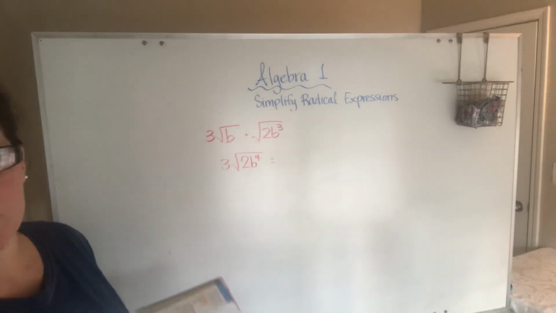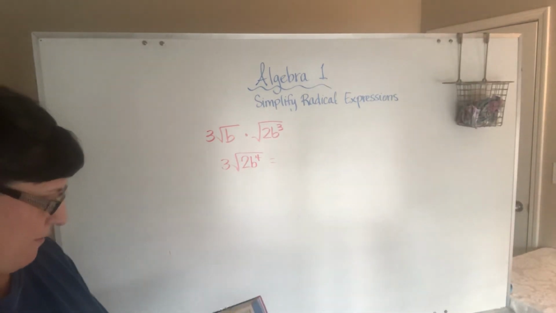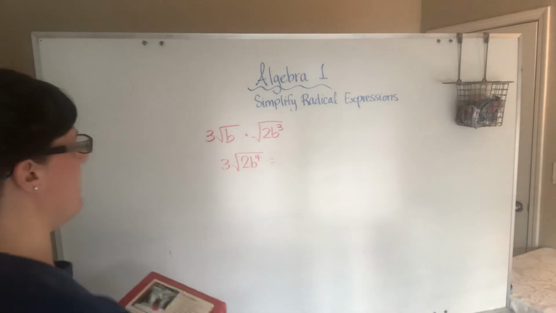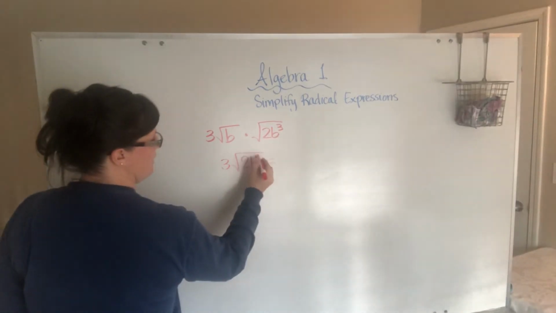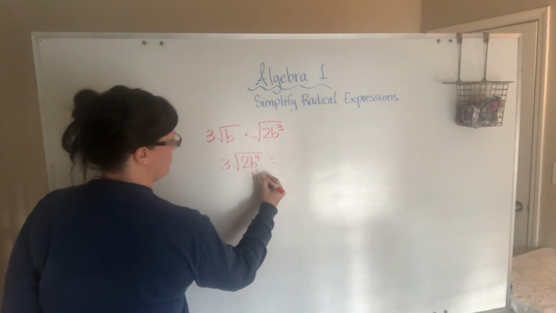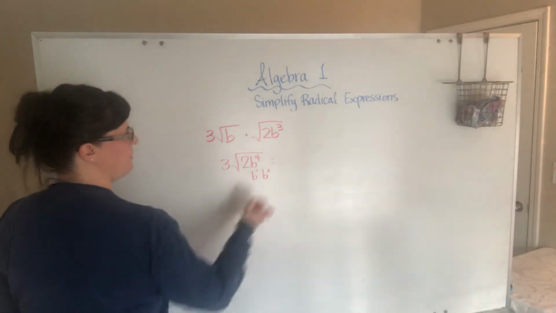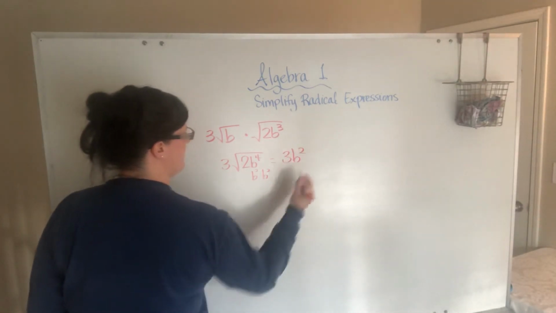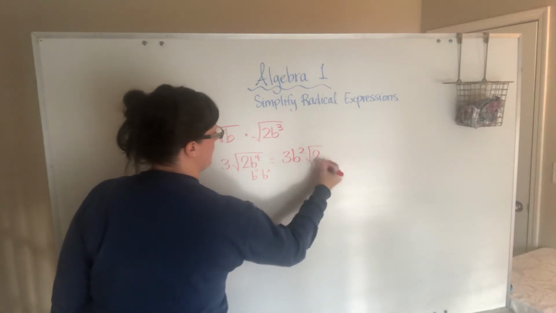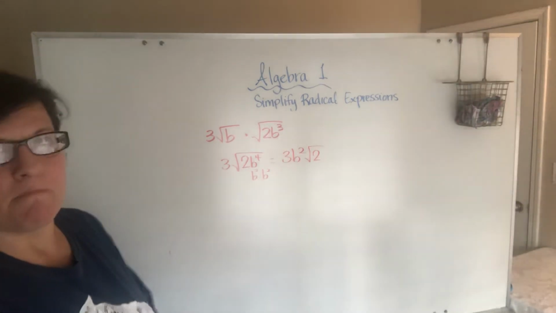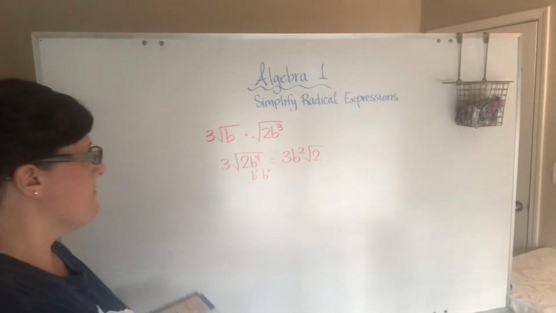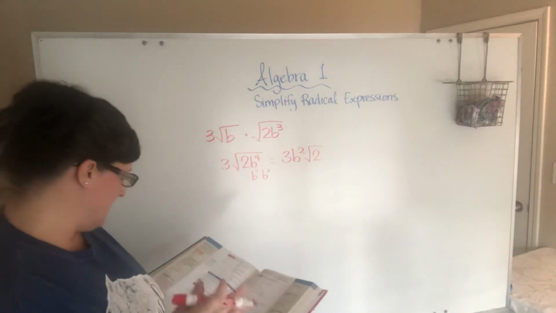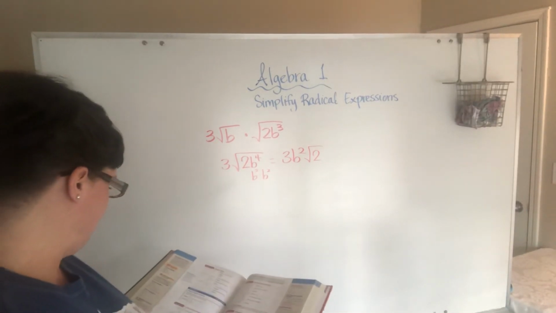We add those exponents. Okay, well, when I have b to the 4th, I have to recognize, again, hopefully you recognize, that's b squared times b squared. So your final answer there would be 3b squared square root of 2. Okay? So, throw in some variables, the same principles still apply.